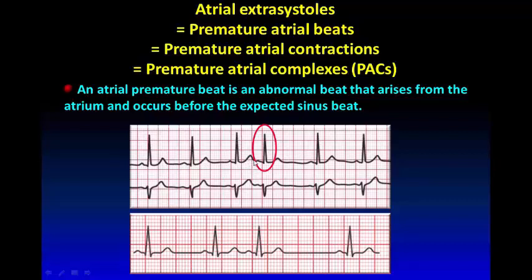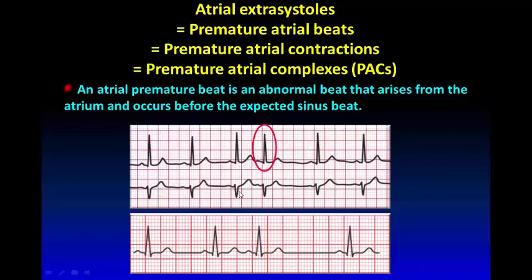So now after the T wave, which represents ventricular repolarization, the ventricles begin with diastole, and while the ventricles are in diastole, an ectopic focus in one of the atria generates a cardiac impulse which results in a premature beat before the expected normal sinus beat.